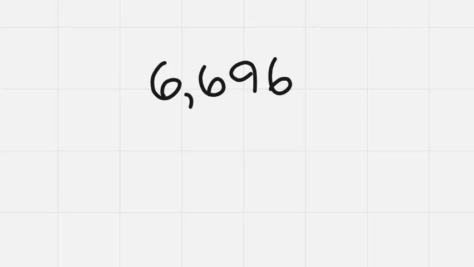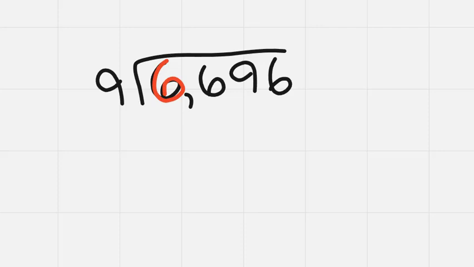6,696 divided by 9. We're going to follow the same process. We'll begin by looking at the first number, which is 6. 6 is less than 9, so we can't use it. We need to include the digit next door, which is also 6. We're going to look at 66 and count by 9 to get as close as we can to 66 without going over. Let's count. 9, 18, 27, 36, 45, 54, 63, 72, which is too high.